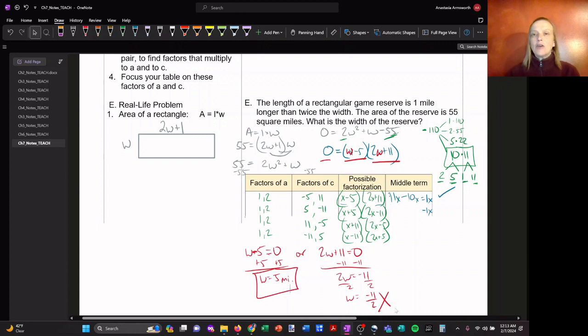So this is how you factor polynomials where you have a leading coefficient in front of the x squared term. I hope this helped.